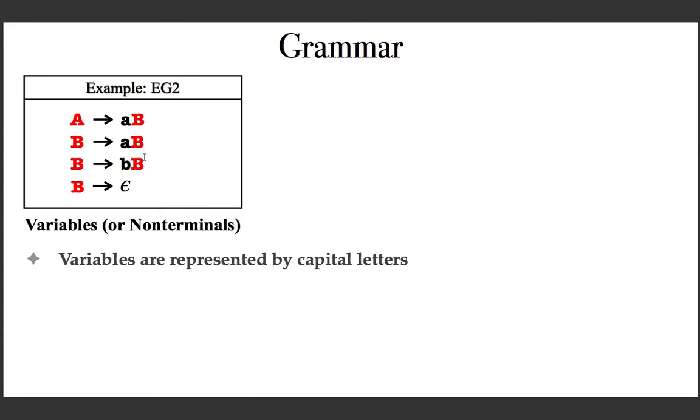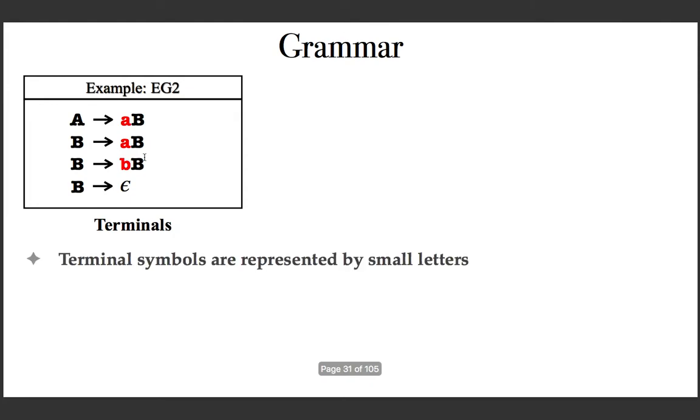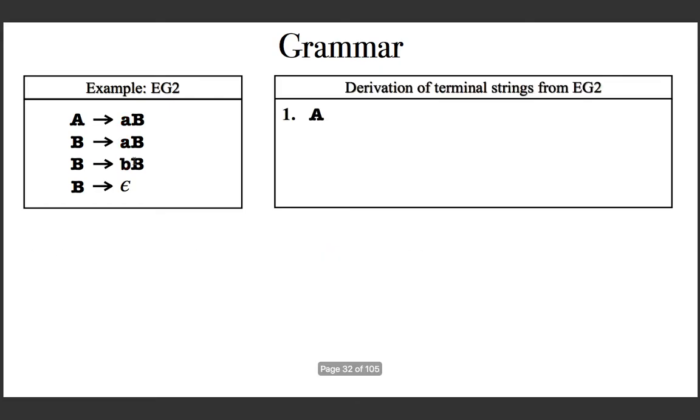And we know that one of the variables or non-terminals must be designated as the start symbol, and here it is capital A, the start symbol of the grammar. And the terminals are represented by small letters. So in all the grammars that we are going to see, the terminals are going to be small letters. And we know that a string in the language is a string of terminals, also known as a sentence. Now we can see the different terminal strings derivable from EG2.